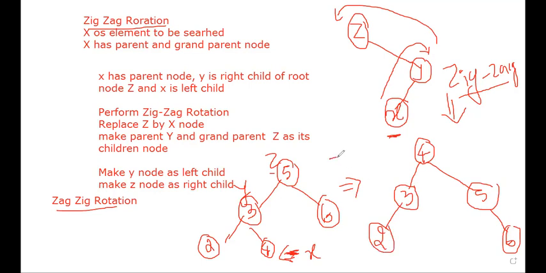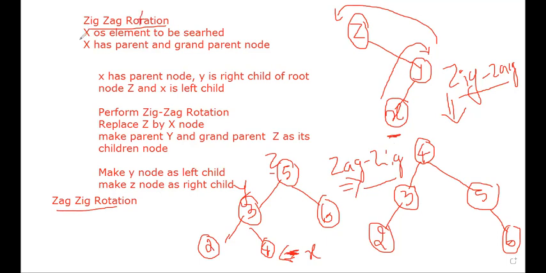So this is called the zag zig rotation. It's a two-step rotation where we perform a left rotation first, followed by a right rotation. Okay, these are the two steps. So these are the rotations to be performed.